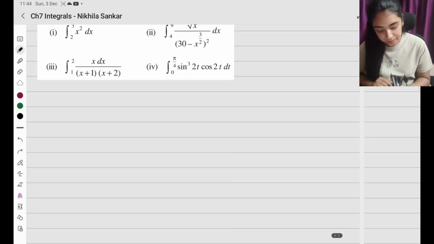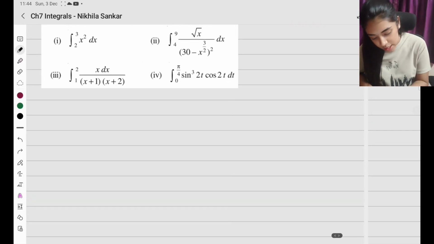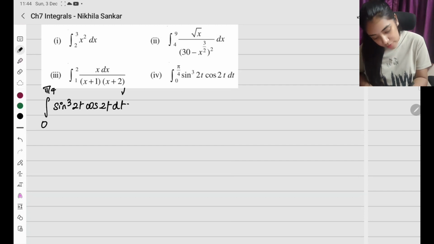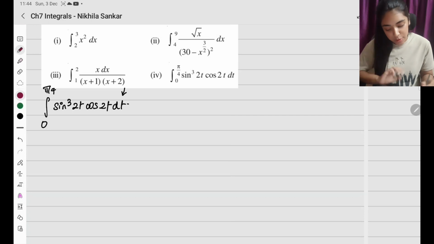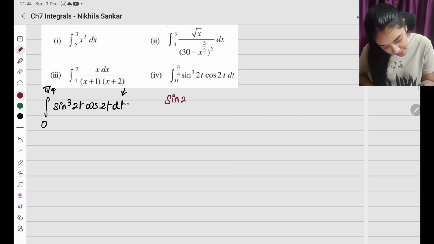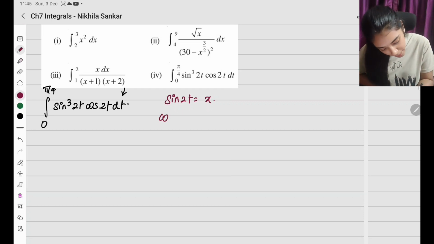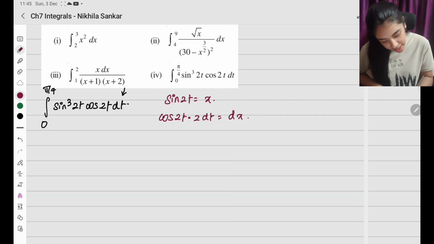Subsection 4. So, இங்கேயும் substitution method போட போறேன். So, I have integral of 0 to pi by 4 sin cube 2t cos 2t dt. So, variable of integration is going to be t. What substitution am I going to make? Let me take sin 2t equals x என்று எடுக்கிறேன். இந்த இடத்துல substitution வேற variable, ஏன்னா t ல கொடுத்திருக்கிறதுனால I'm going to take x. So, I have cos 2t times 2 times dt equals dx. So, இந்த இடத்துல cos 2t மட்டும்தான் இருக்கு. So, I have cos 2t times dt equals dx divided by 2.